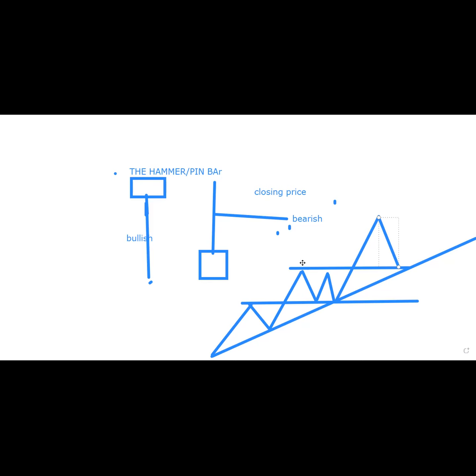Okay, good. What you want to focus on is the upper wick and the lower wick. The one with the long lower wick is always the bullish one because the body closes at the top. The one with the upper wick is always the bearish one.